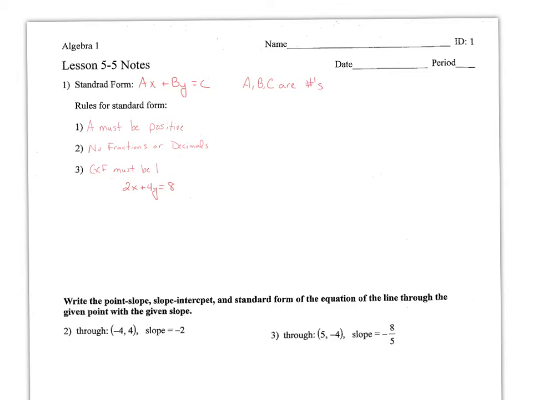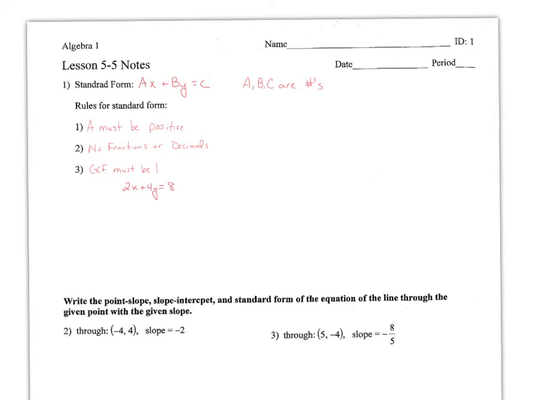All right, so there are 3 rules when dealing with standard form. First off, your a value must be positive, okay? So when I put a number here, like let's say it's 2x or 3x, it has to be a positive number. So I would not be allowed to keep my answer as like negative 2x or negative 3x, okay? So a, or that front number in front of the x, must be positive.